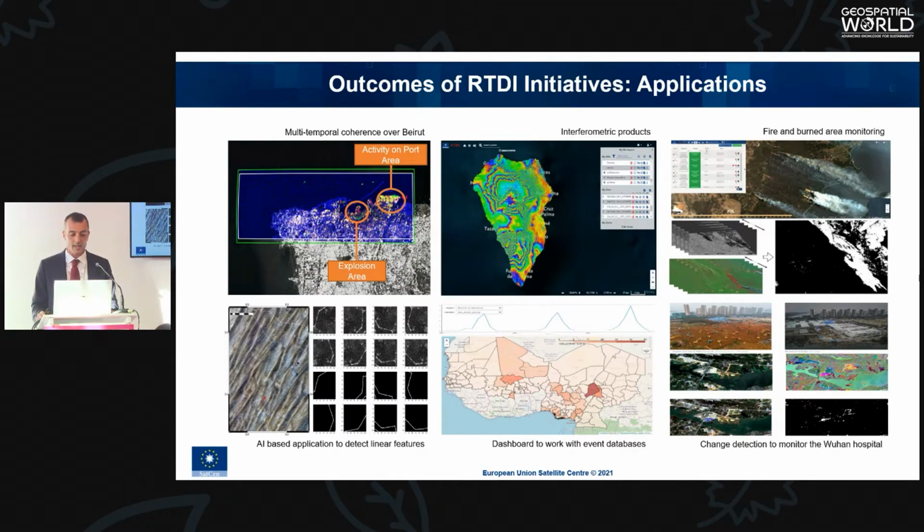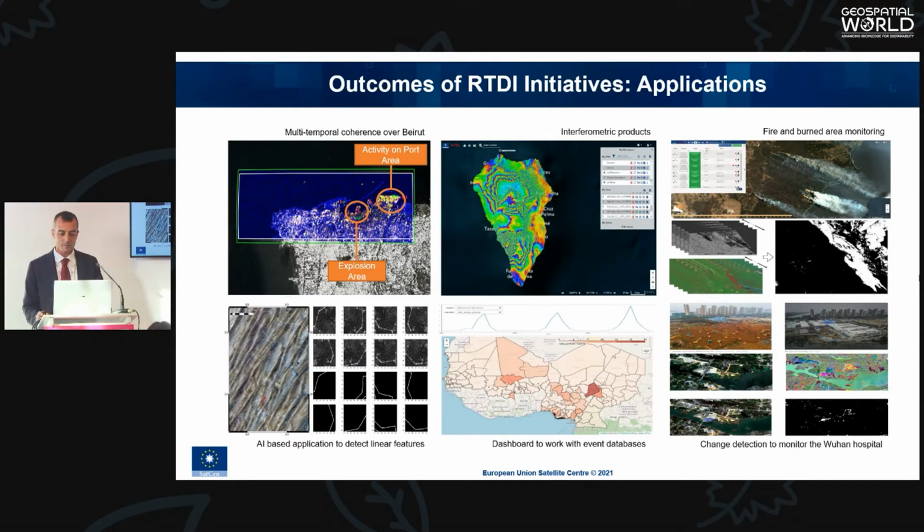In the bottom middle of the slide, that's a dashboard that we implemented to work with an event database. So, a database in which you can have info related to conflicts, and to try to somehow link these event databases with other variables that can be useful in the security domain. We performed this in the frame of the Global Earth Monitor project.